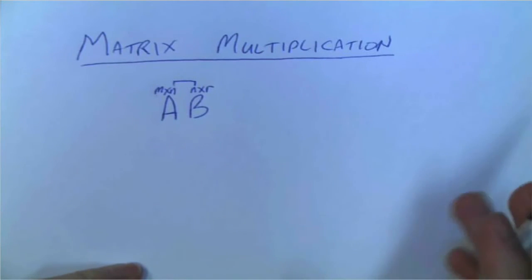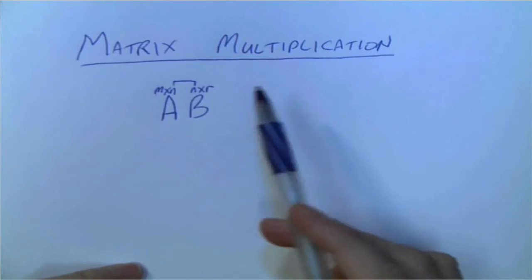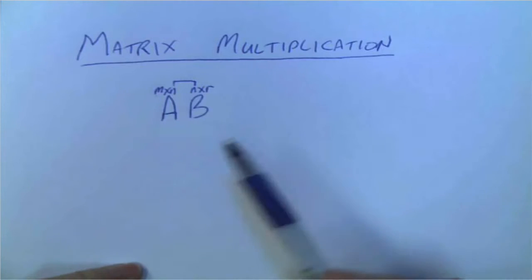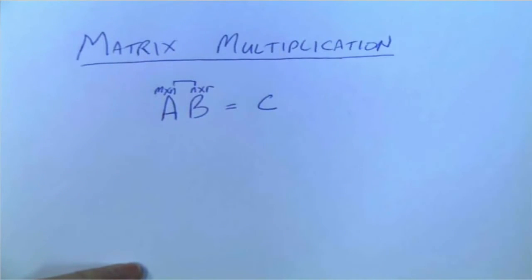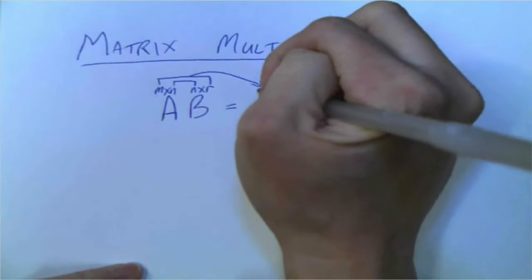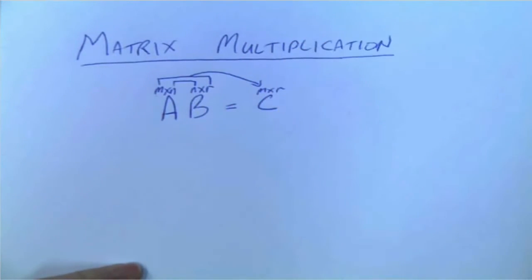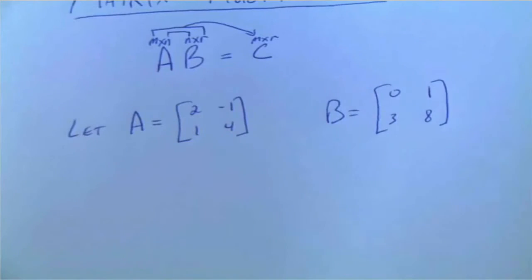At the very beginning, we're going to write out the order of each matrix right up top, and then determine if these two inside numbers are the same. If they are, then we can multiply them, and we'll get a new matrix, C, and it will have order m by r. So m by r is what the new dimensions of C will be. That's the plan. I think some examples will help us see what's going on.